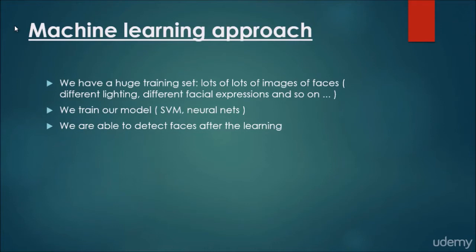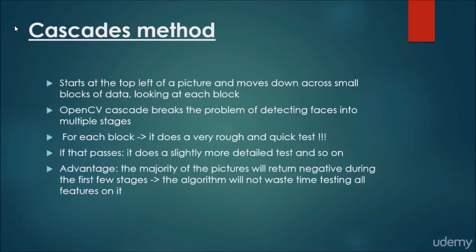So this machine learning approach is very good, but OpenCV relies on the Cascade method, which starts at the top left of a picture and moves down across small blocks of data, looking at each block. OpenCV Cascade breaks the problem of detecting faces into multiple stages. For each block, it does a very rough and quick task, and this is why it's important, because this Cascade method is very fast. Machine learning algorithms, for example training a neural net, can take a lot of time. This Cascade method is very fast, on the other hand.